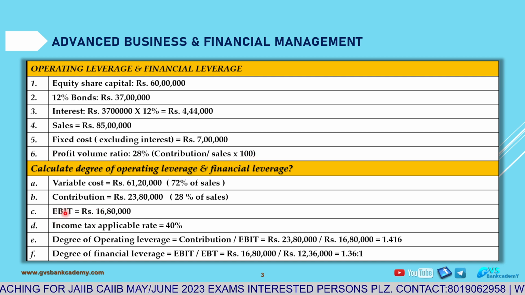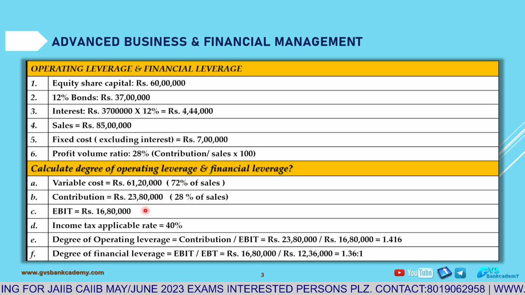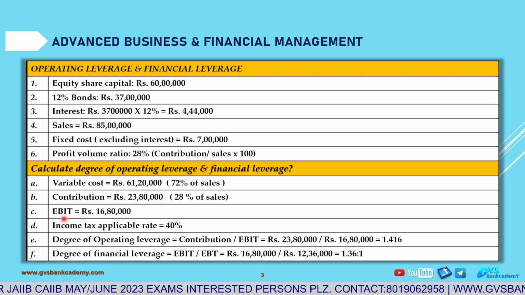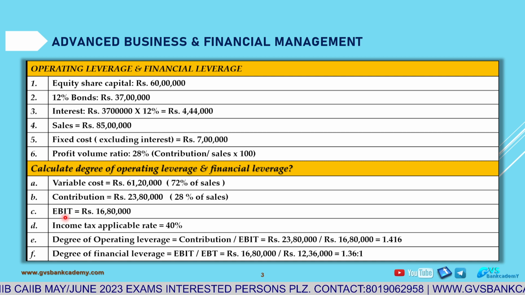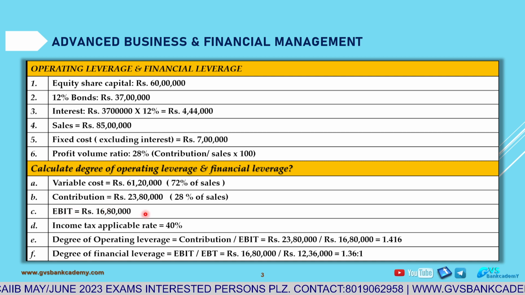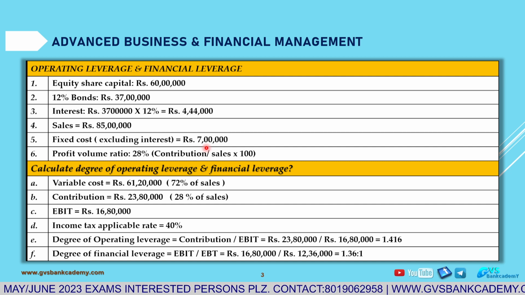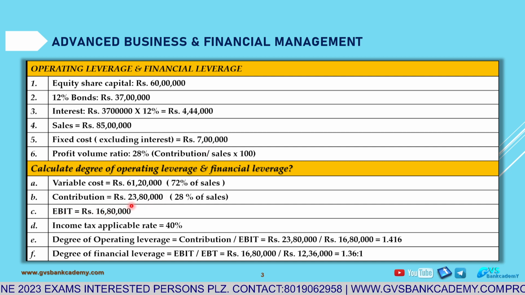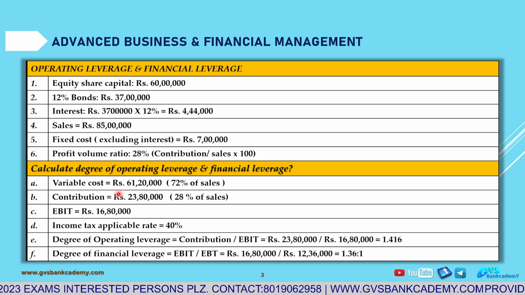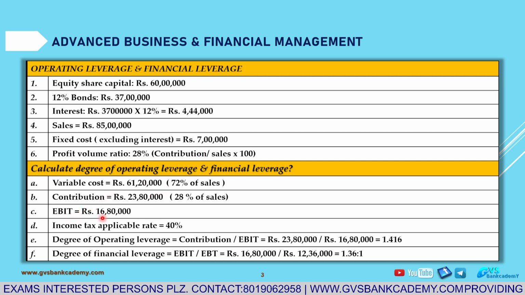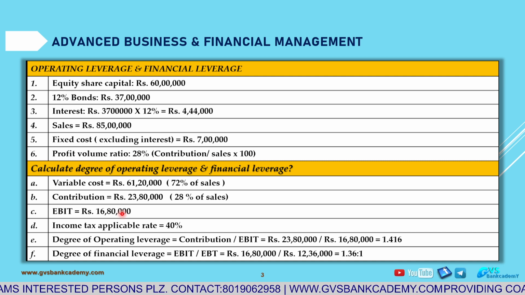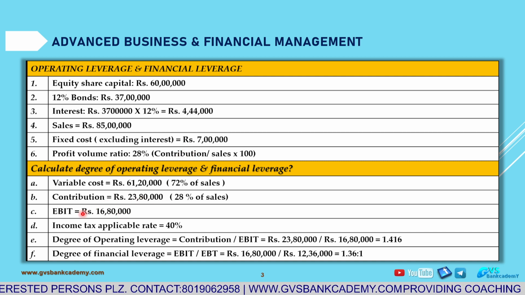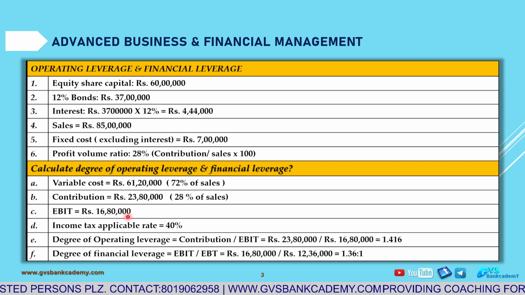Then EBIT, earnings before interest and tax: contribution is 23 lakh 80,000 minus fixed cost of 7 lakhs. Earnings before interest and tax is equal to 16 lakh 80,000.